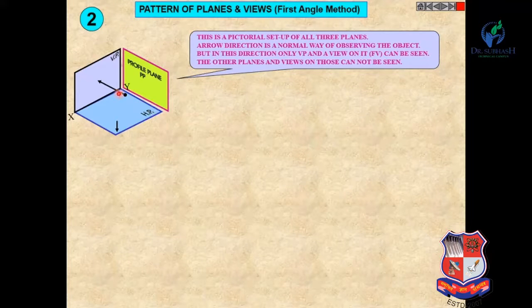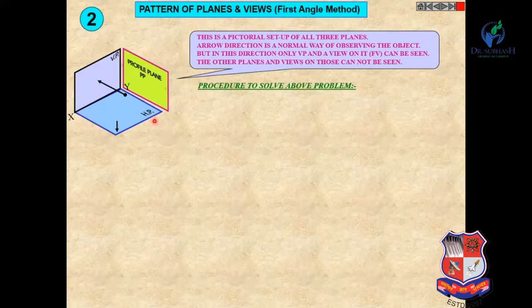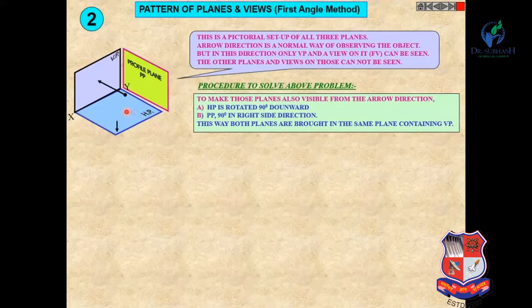As we discussed earlier, the arrow direction is the normal way of observing the object, but in this direction we can see only the VP and the view on it, that is the front view. The other planes and the views on those cannot be seen. So for that, what do we have to do? First of all, we have to rotate the HP 90 degrees downward, and also the profile plane 90 degrees in the right direction.